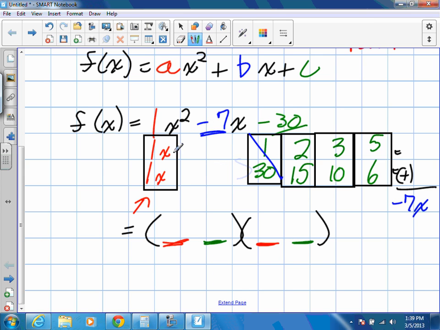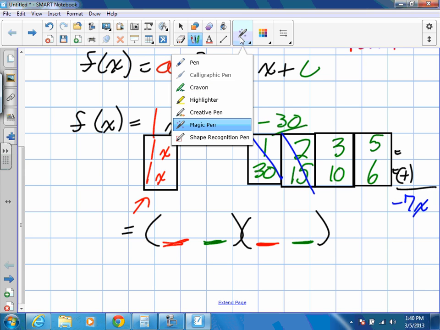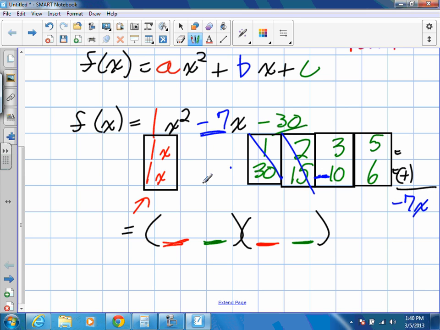We'll try the next value, 2 and 15. 2x and 15x, do they work? No. No combination of those values work. We can get rid of that one. Let's try 3 and 10. 3x and 10x, do they work? Okay, but what has to happen to these values? Negative 10. Okay, so what we're going to do here is we're going to test this out. If this is negative 10, 1x times negative 10 is negative 10x, and 1 times 3 is positive 3, do they add up to negative 7? Does negative 10 times positive 3 equal negative 30?